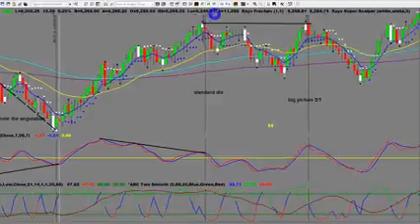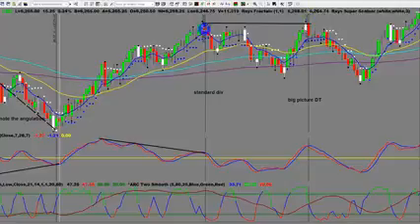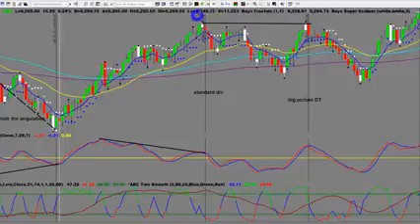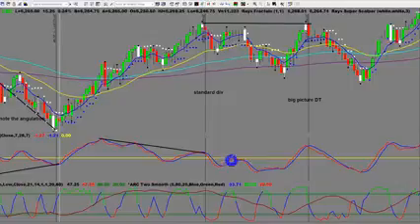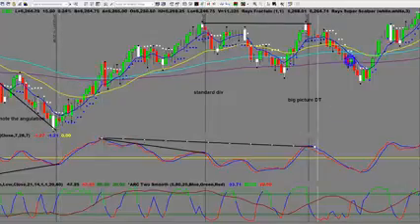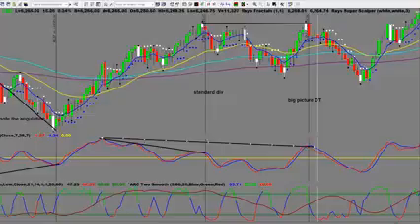We've now ended up forming a big picture double top. Big picture double top is when I go over an extended area, I call it a big picture. As many of my traders know, I love double tops and double bottoms. So here we've got a big picture double top. This is over a much larger area, and that worked out very nicely.